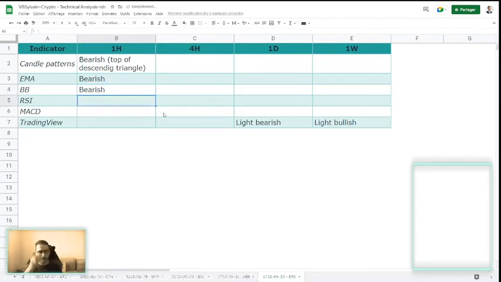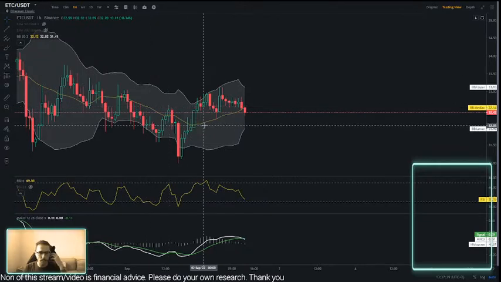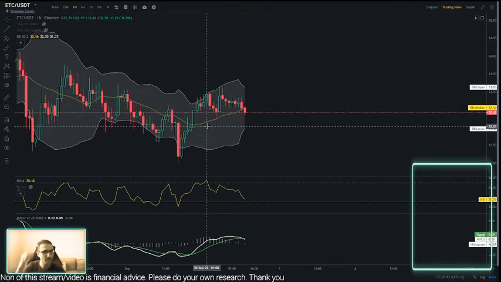This is interesting because this is the first time that we analyze a coin and every indicator is going the same way. That's a very strong thing that we have not seen yet before.